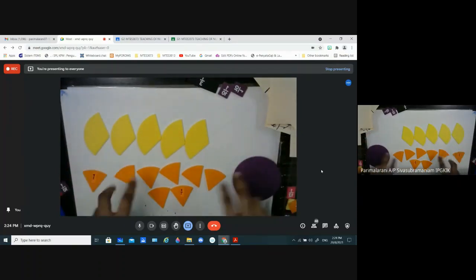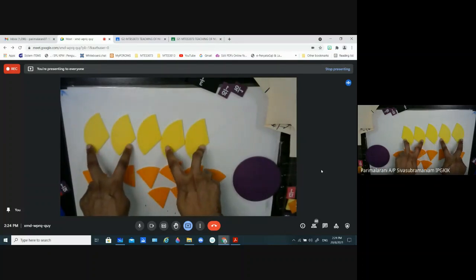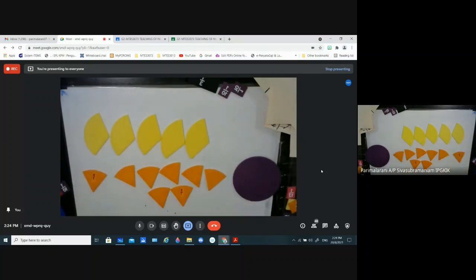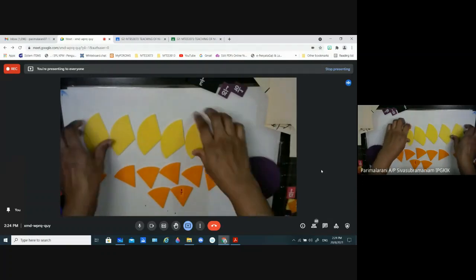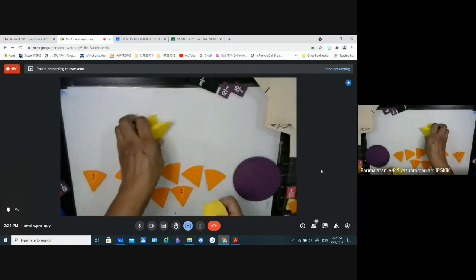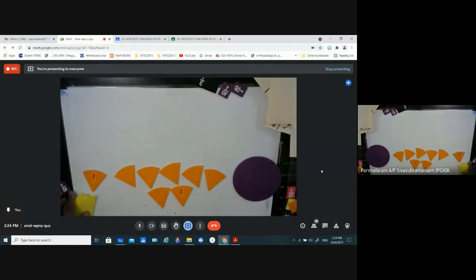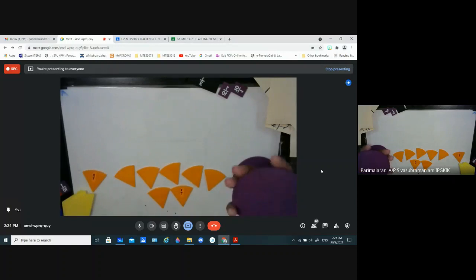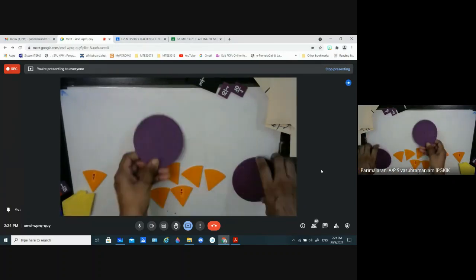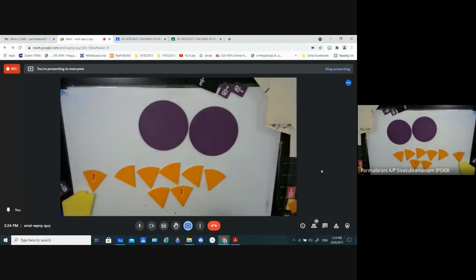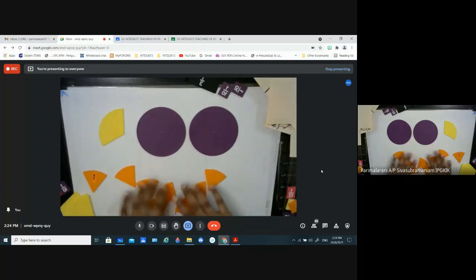If we say this is 5 over 3, and how do you represent 2 and 1/3? That's a mixed number, 2 and 1/3, because it consists of a whole number 2 and a fraction 1/3. So we represent it using 2 wholes, 1, 2, and 1/3. So that is 2 and 1/3.